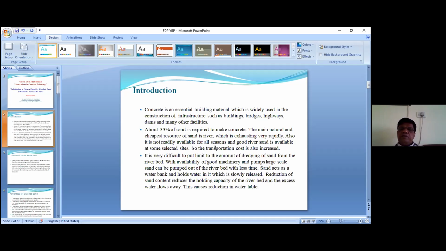And also, good river sand is available only at some selected sites. So transportation cost is very large. It may range from 50 kilometers to as much as about 250 kilometers. So the cost depends on that. Diesel rates are increasing, and due to frequent traffic, the roads are also getting very distorted due to the heavy traffic of the sand.